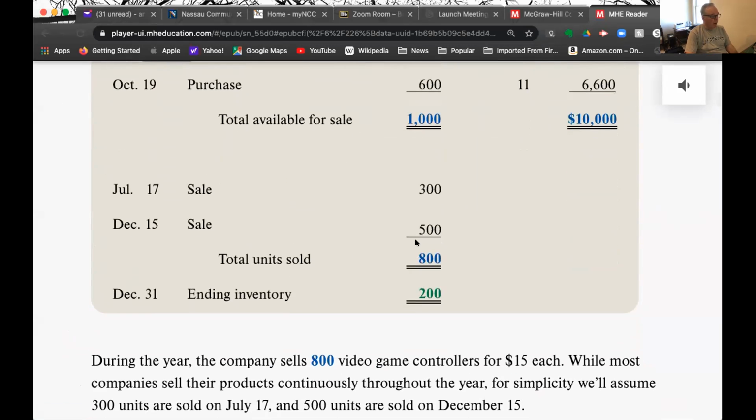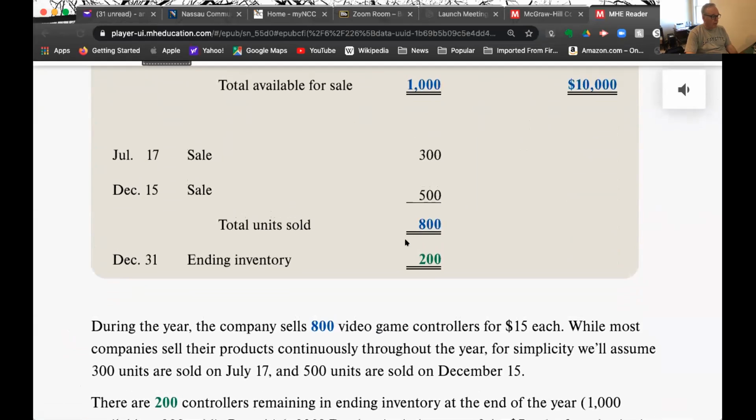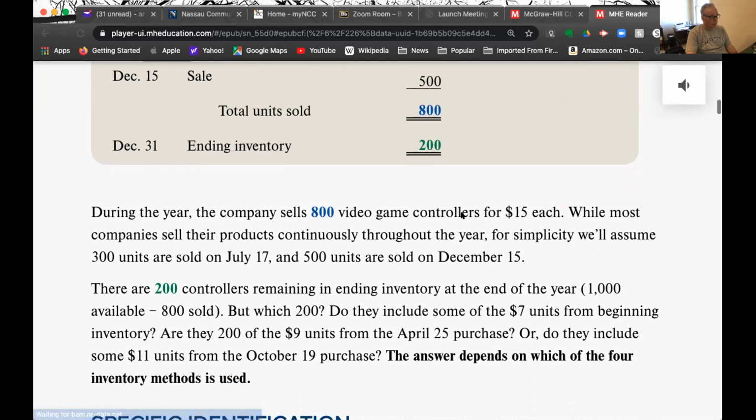The challenge for us is, how do we calculate ending inventory? What dollar amount are we going to assign to these 200 units? And once we do that, it's very easy to figure out what cost of goods sold is, because all we have to do is to take this number that we got for inventory and subtract it from this total available number, and that'll give us cost of goods sold.